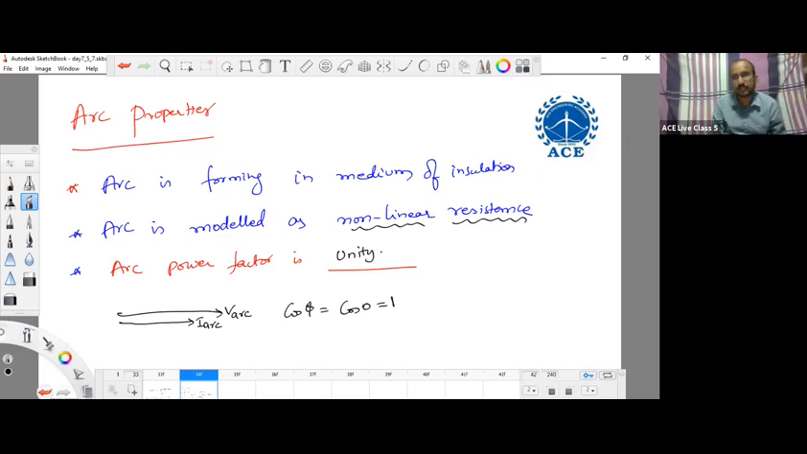Now, let us go for what is the temperature coefficient of the arc? What is the temperature coefficient of the arc?